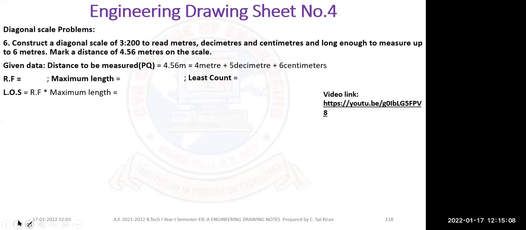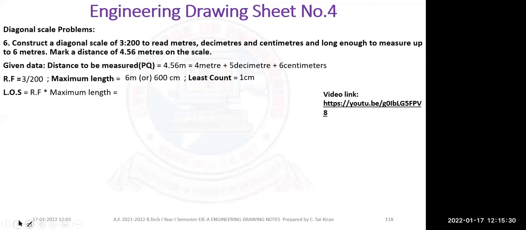Yeah, you have to respond, otherwise you won't understand anything. So here RF, they gave the value as 3 by 200. Then maximum length is 6 meters. Meters you have to convert into centimeters, so it will be 600 centimeters. Least count comes as 1 centimeter. You can measure up to 1 centimeter on the scale.